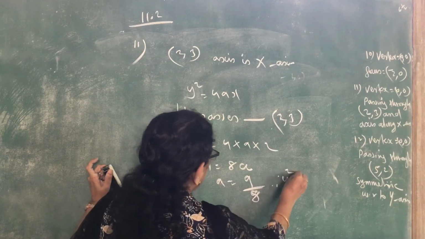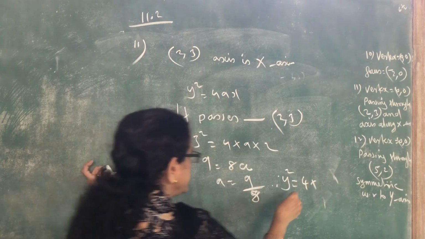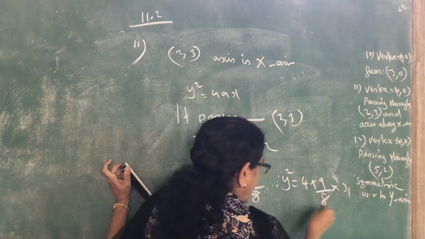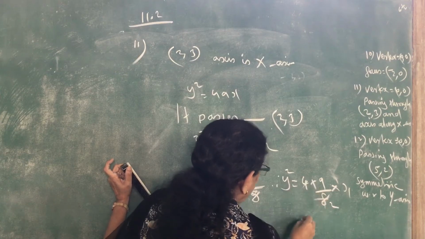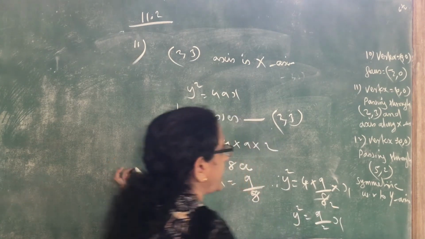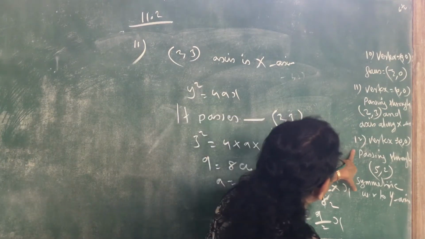Now we can substitute and write the equation. Therefore y square equal to 4 into a, a is 9 by 8, into x. Here we cancel 2, so 9 by 2 x. So y square equal to 9 by 2 x. That is the answer.